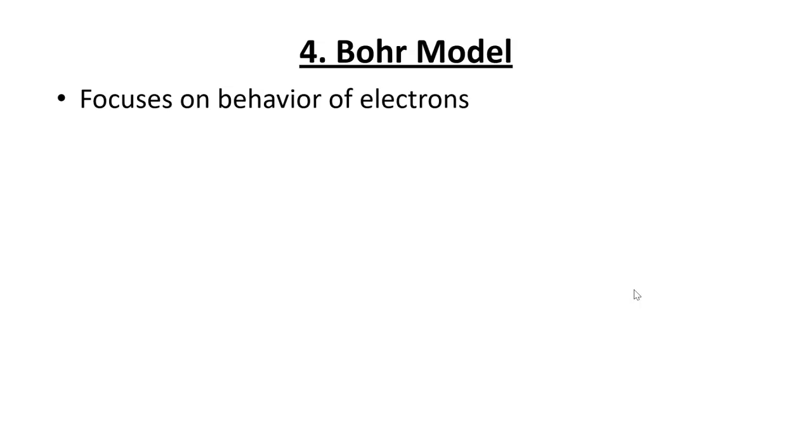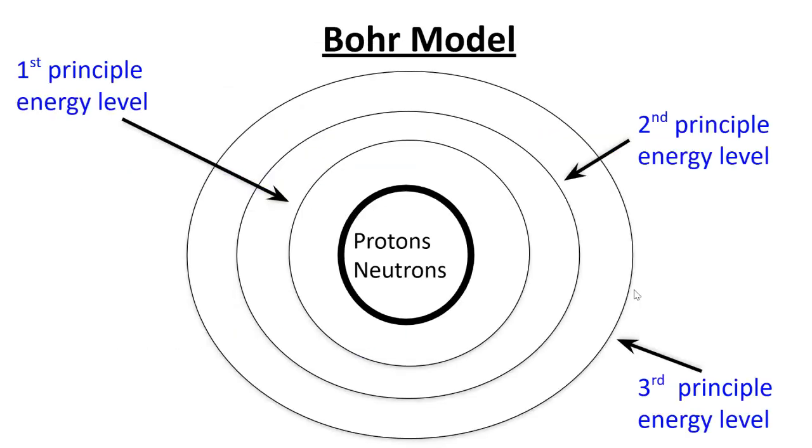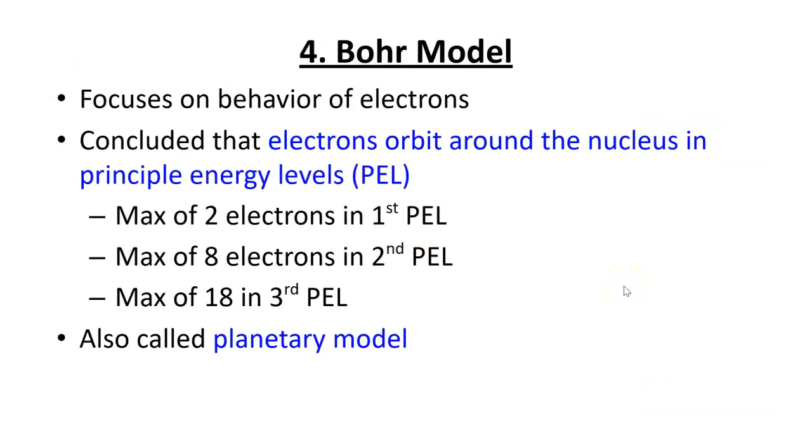Bohr was the next scientist, and his model is really what we focus on here in high school chemistry. He said that electrons orbit the nucleus in rings called principal energy levels. The first principal energy level can hold up to 2 electrons, the second 8, the third 18, and the fourth, we'll talk about this a little bit later, can hold up to 32. Since it's like electrons orbiting around the nucleus, he said it was like planets going around the sun, so sometimes this is called the planetary model.